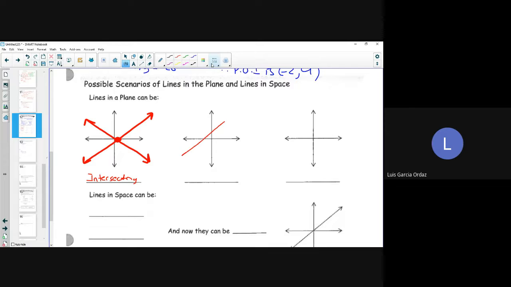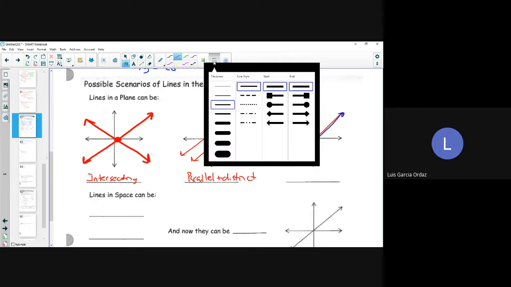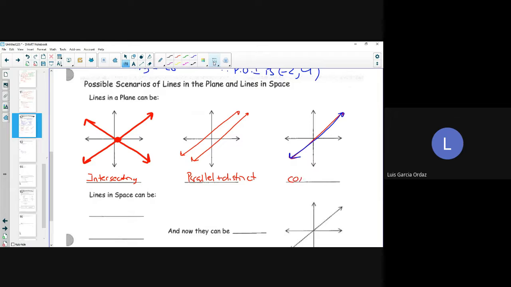My next one can be parallel and distinct lines, which means that there is no solution and that the lines will never meet or intersect. And the last one I have is coincident lines. I have to use two colors for this to show you guys, which means that there are multiple points of intersection. Every point is a point of intersection in this one.